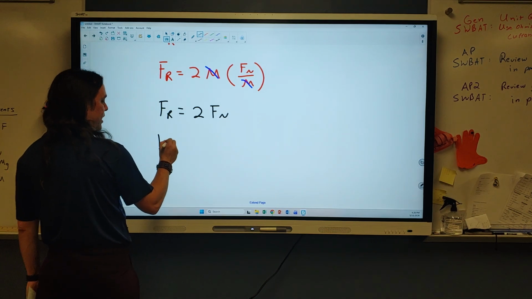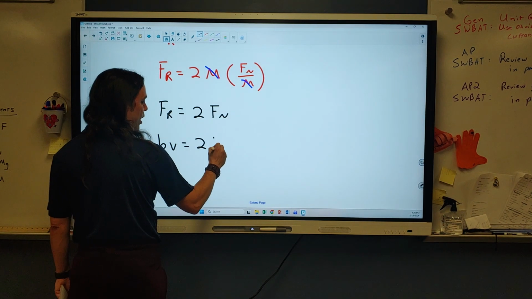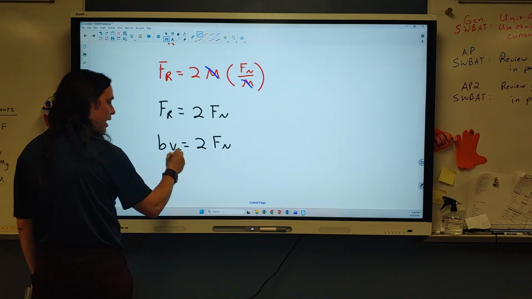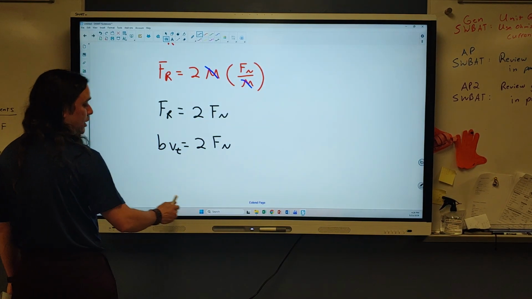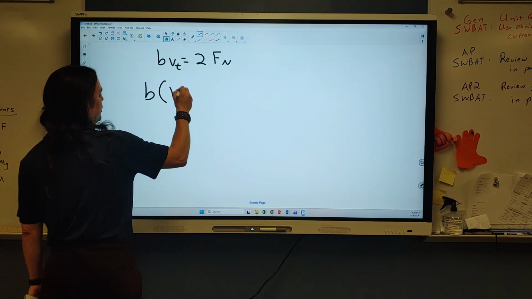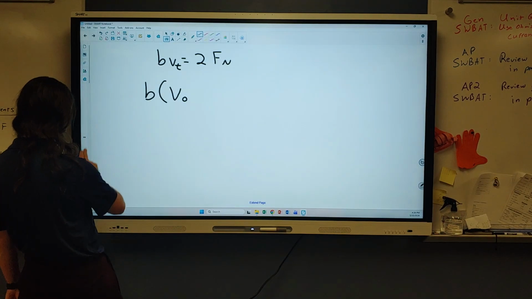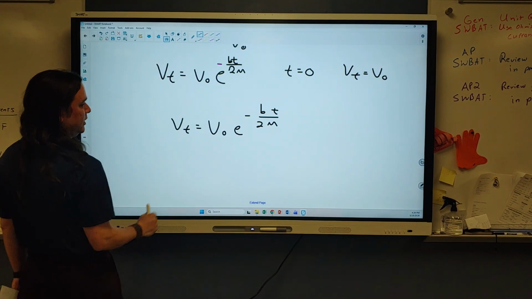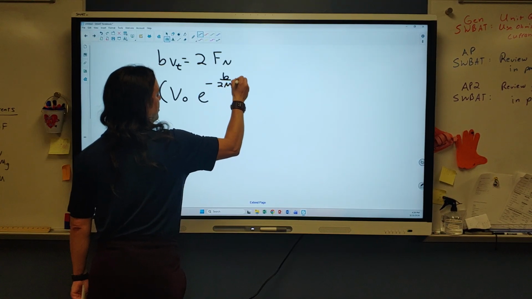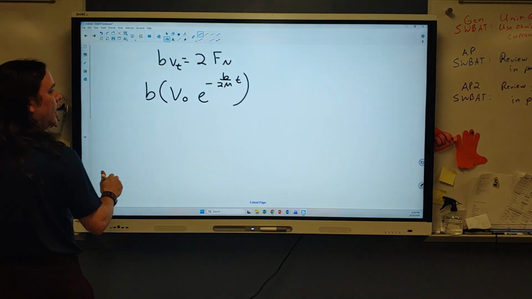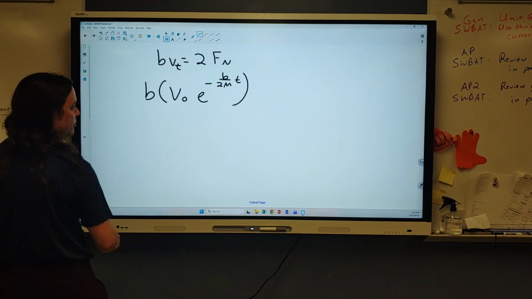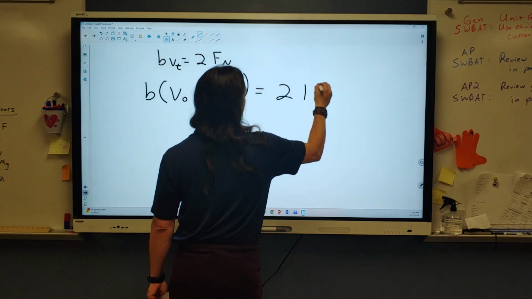FR at any given point has a magnitude of Bv, and therefore that would be equal to 2Fn. But this is Bv at any given time, the velocity at that time. Now you can see, hopefully, where I'm bringing all of this together. So I have B times my velocity as a function of time, which we just found was v naught e raised to the negative b over 2m t, the classic form. And then, let me double check that that is what I had. Great, over 2m. And that will be equal to 2Fn.